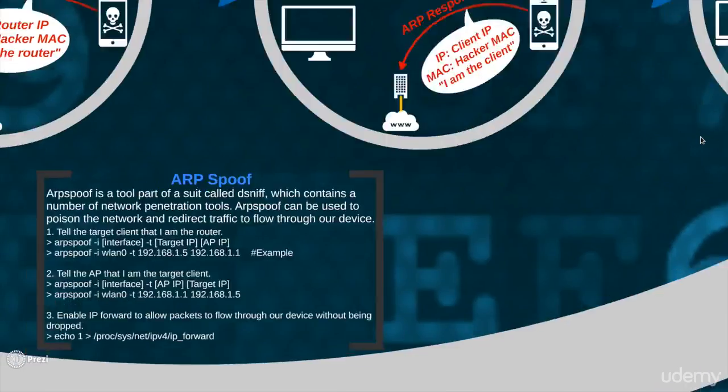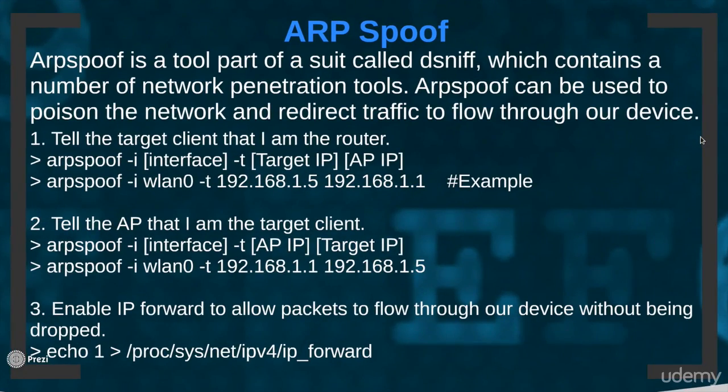So let's go now and see how we can actually run an ARP spoofing attack. We're going to use a tool called ARP Spoof, which is part of a suite called DSNF. We've already used one tool of DSNF, which was DNS Spoof. We used it to carry out a DNS spoofing attack with the bad USB. Today we're going to use ARP Spoof to carry out an ARP poisoning attack.